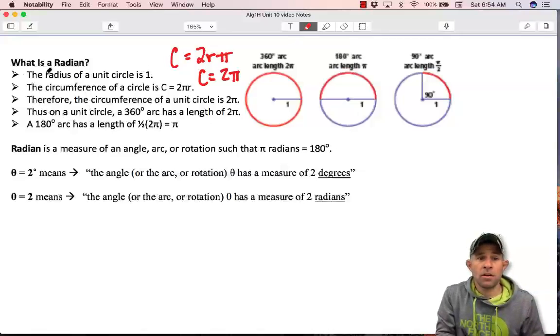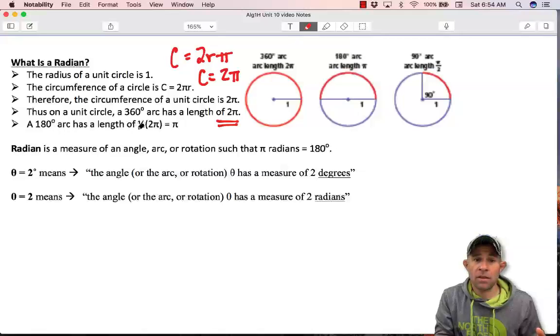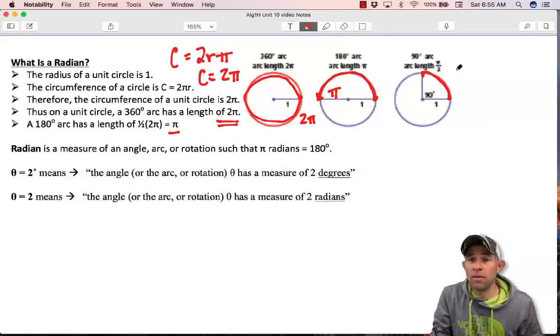So following this along here, we just said that the radius of a unit circle is 1, the circumference is 2 pi r, therefore the circumference of the unit circle is 2 pi. Thus, on the unit circle, a 360 degree arc has the length of 2 pi. And therefore, a 180 degree arc has the length of half of 2 pi, which is simply pi. So going from its beginning point to 180 degrees is pi radians. Going from its beginning point all the way around is 2 pi radians. And going from its beginning point to just 1/4 of the way around is 1/2 of pi, so that's pi halves radians.